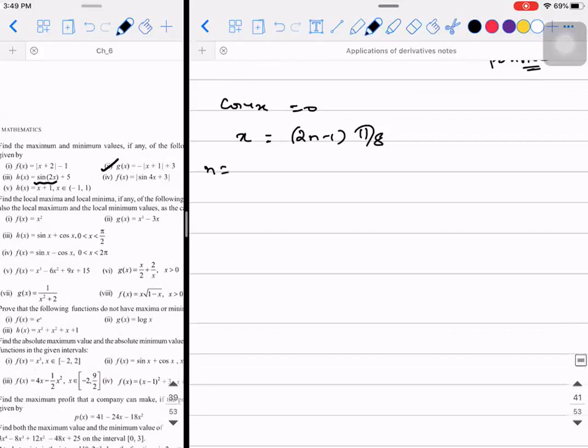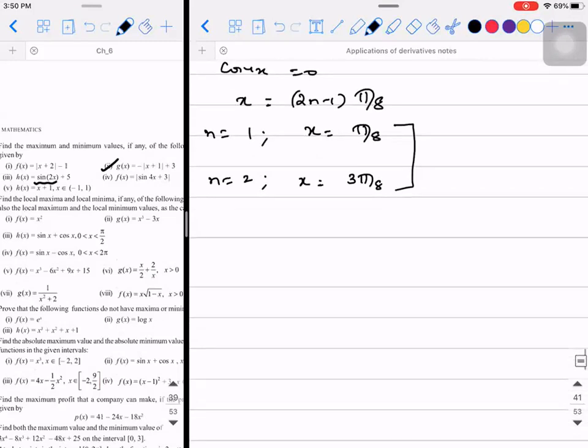Right. So I put n is equal to 1, x will be pi by 8. I put n is equal to 2, x will be 3 pi by 8. That's it, right? This is within one complete cycle. So I don't need n is equal to 3 and all. Right. So what is f double dash of x?